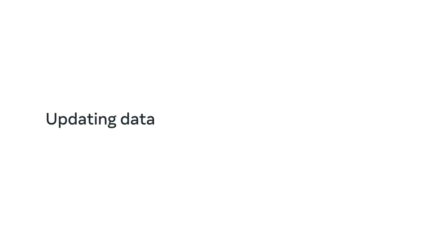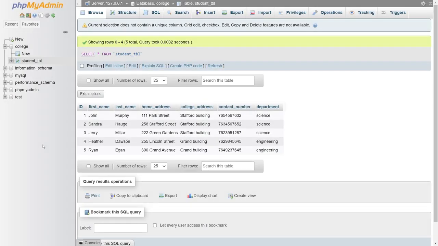I recently created a database table for a college called Student Table. It contains the following pieces of data on each student in the college: ID, first name, last name, home address, college address, contact number, and department.